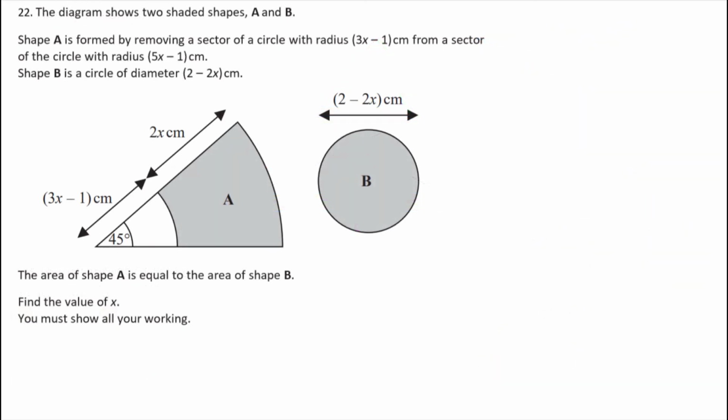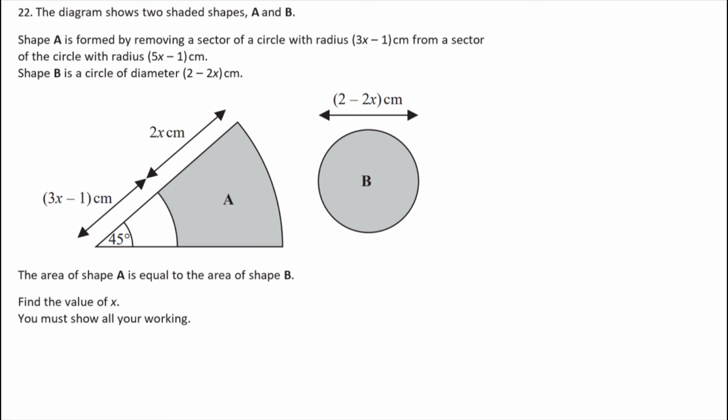Question 22. The diagram shows two shaded shapes, A and B. Shape A is formed by removing a sector of a circle with radius 3x minus 1 from a sector of a circle with radius 5x minus 1. Shape B is a circle of diameter 2 minus 2x centimeters. The area of shape A is equal to the area of shape B. Find the value of x. You must show all your working.